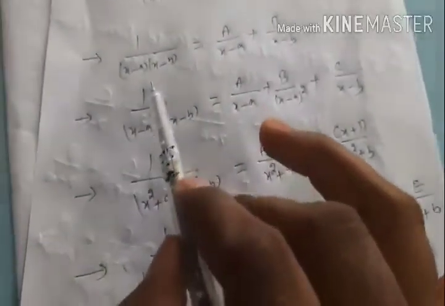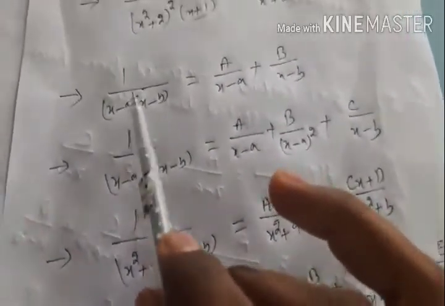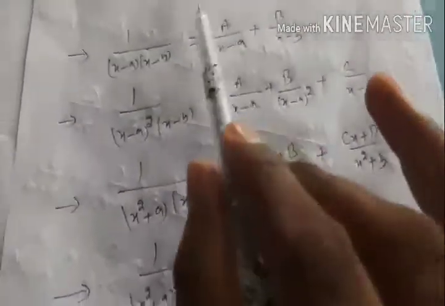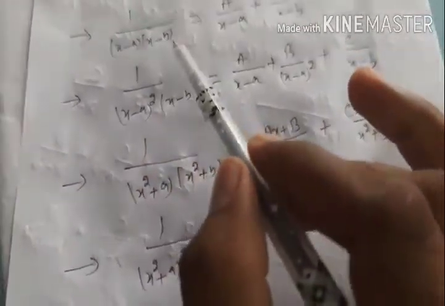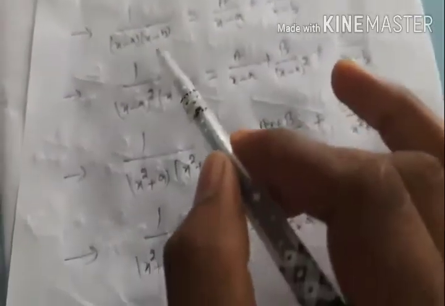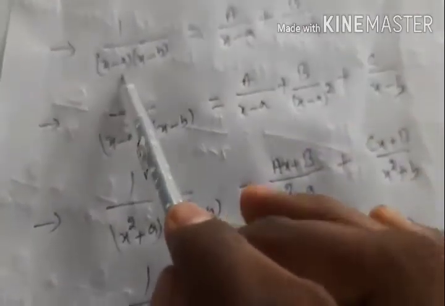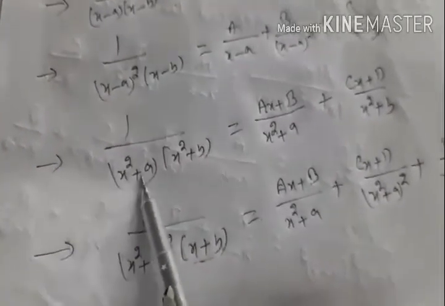It depends only on g of x; we do not consider f of x. These are only proper fractions. The basic concept depends only on the denominator g of x. The denominator is non-repeated linear factors, second one is repeated linear factors, third one is non-repeated quadratic factors, and fourth one is repeated quadratic factors, and mixed also.